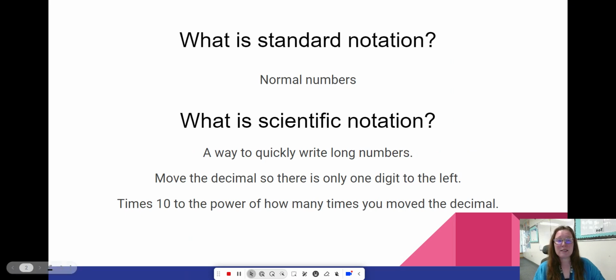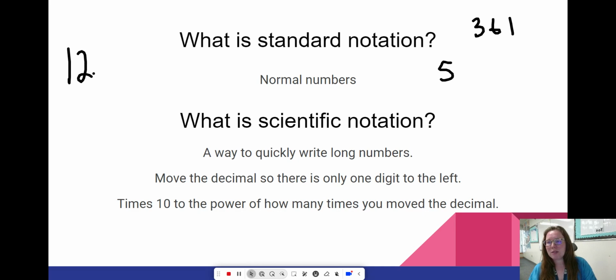So first off, what is standard notation? Standard notation is normal numbers. So those are things you're familiar with, right? It's the way we write these numbers, I should clarify. So for example, like the number 5, the number 361. Those are all standard notation, right? 5, 361, 1,200, okay? Just the normal way to write numbers.